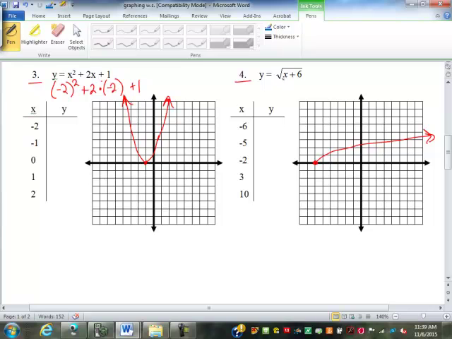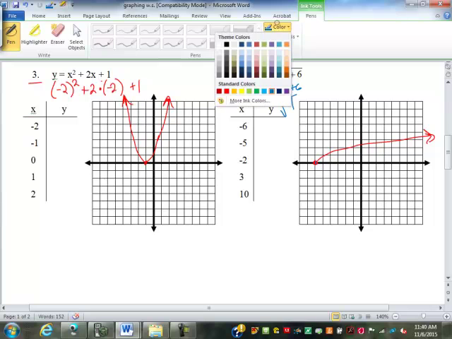If I put in -7, -7 plus 6 is -1. And if I try to do the square root of -1, my calculator is going to tell me error. It won't let me do that. So I can't have any value less than -1, or less than -6 for x.